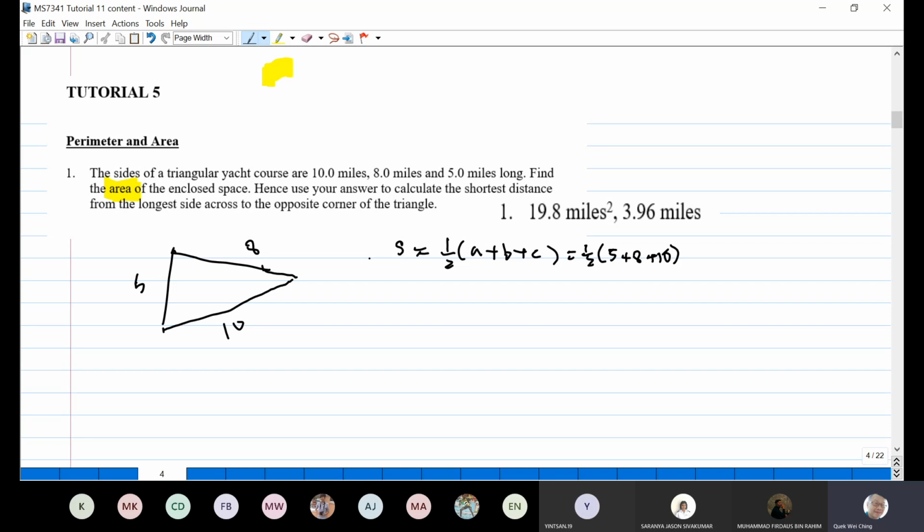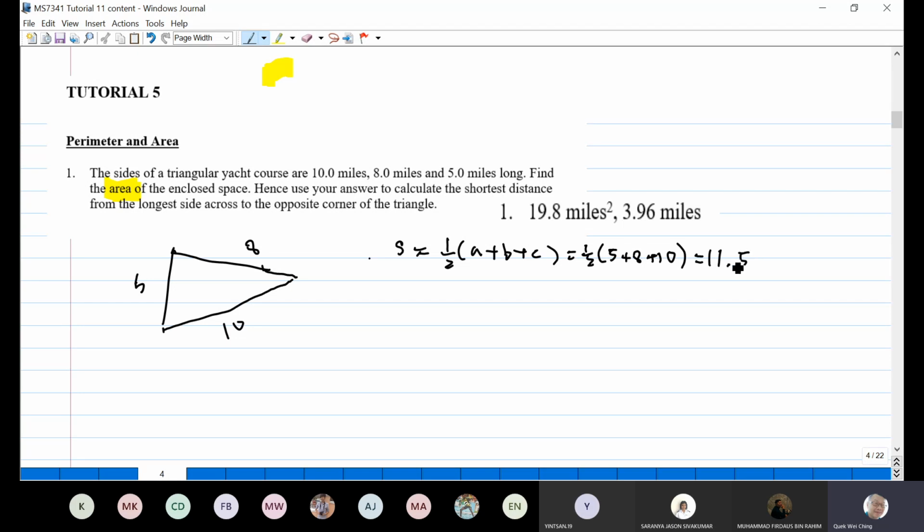Okay, then divide by 2 first. So you'll get, okay, let's do this, so you can see clearly. So 5 plus 8 plus 10, get 23, then divide by 2. So you get 11.5. It is just s only. So then how to use this s to find the area of a triangle?